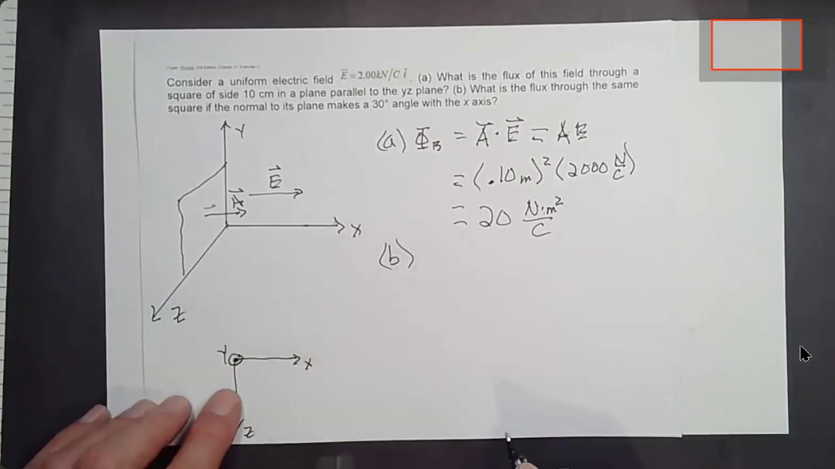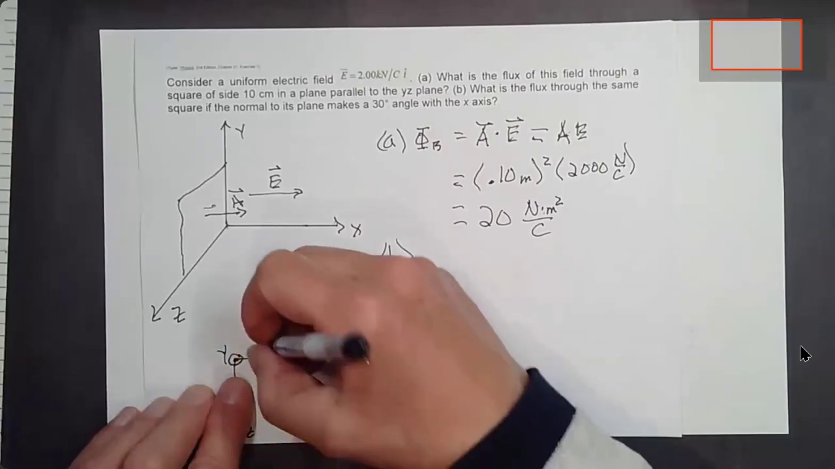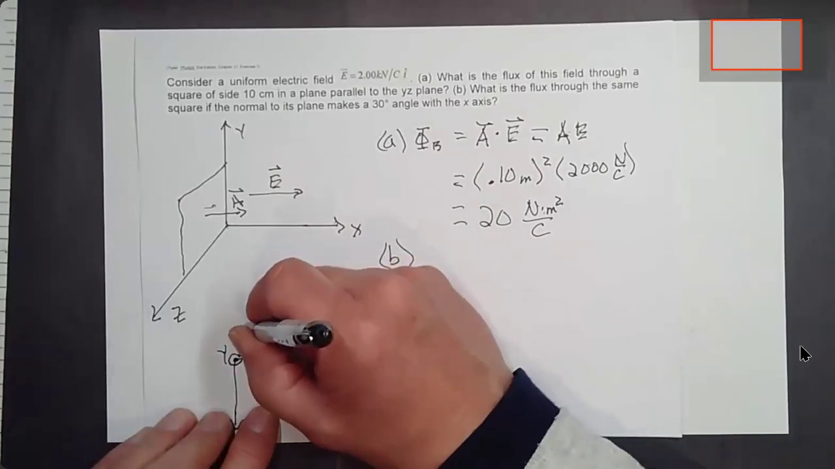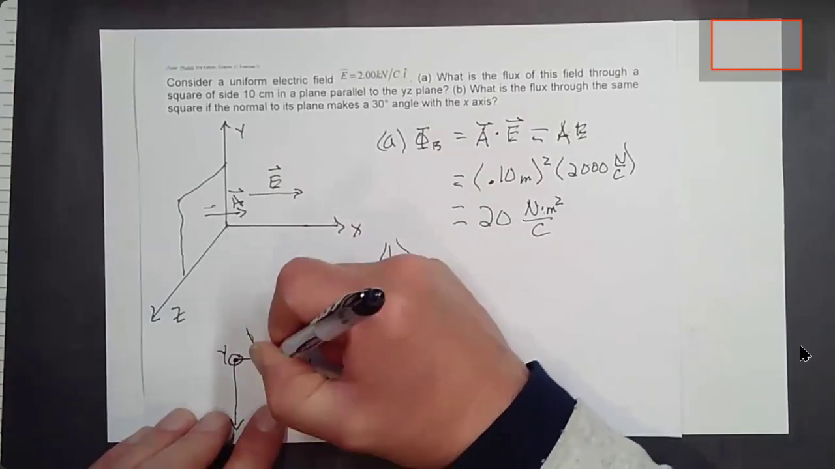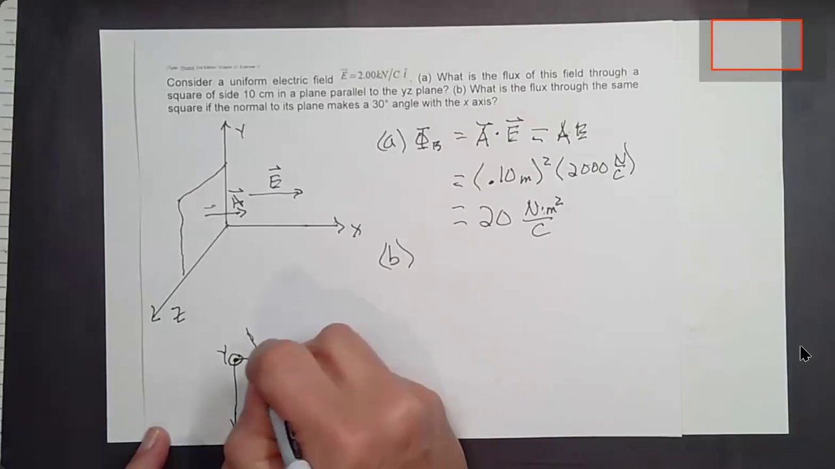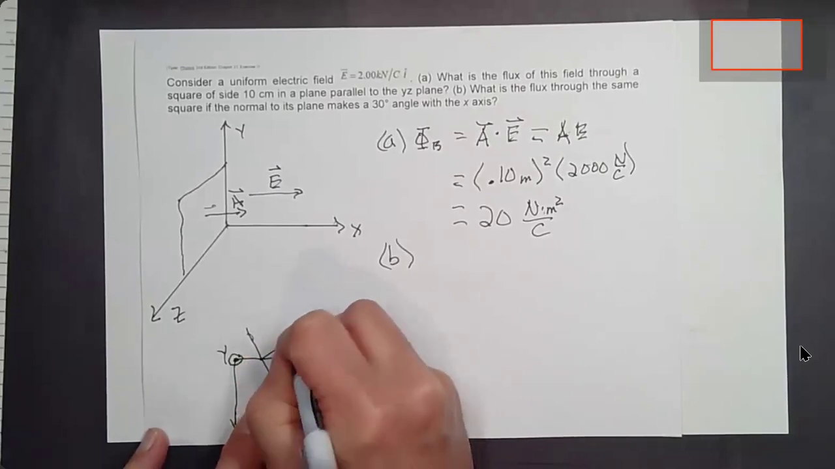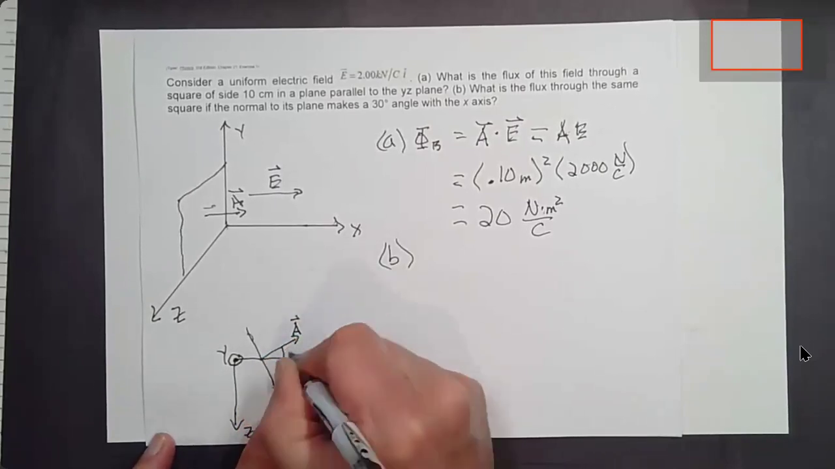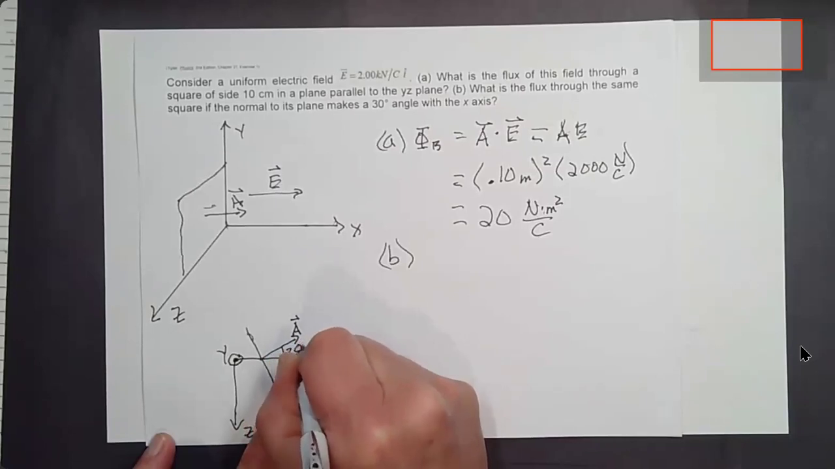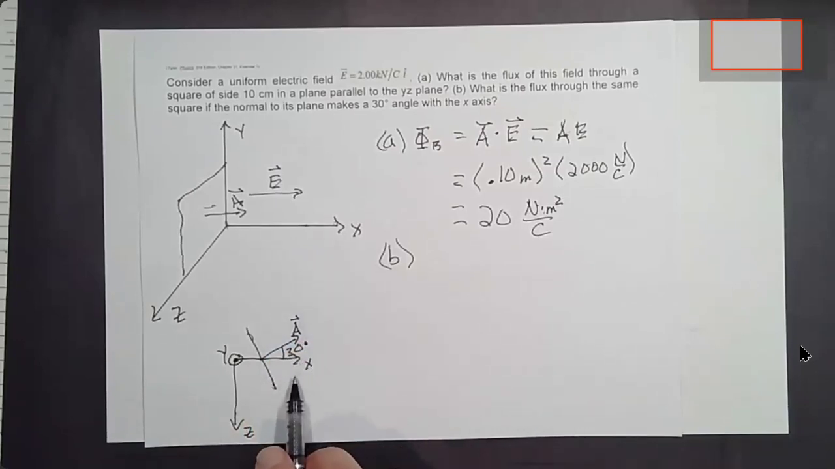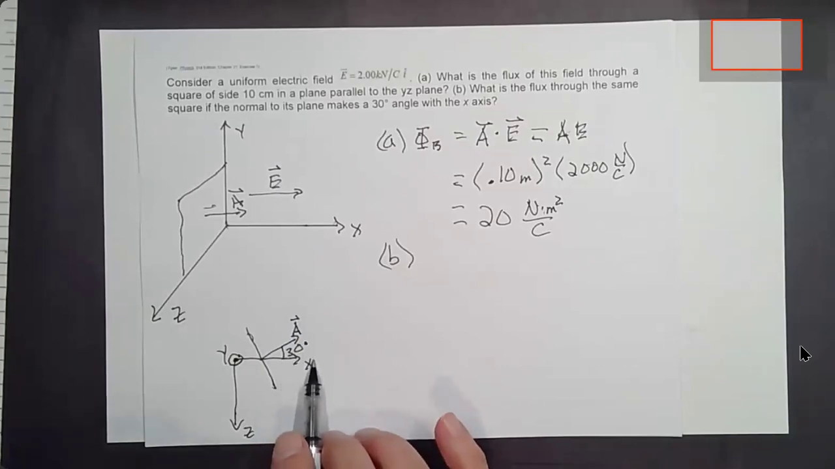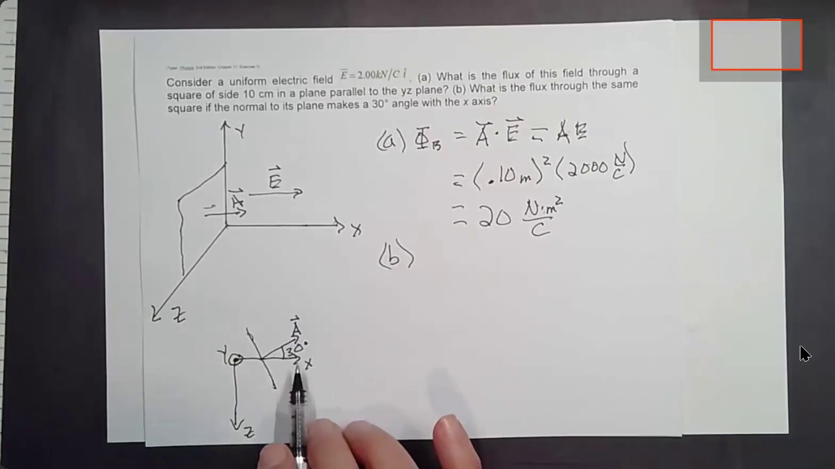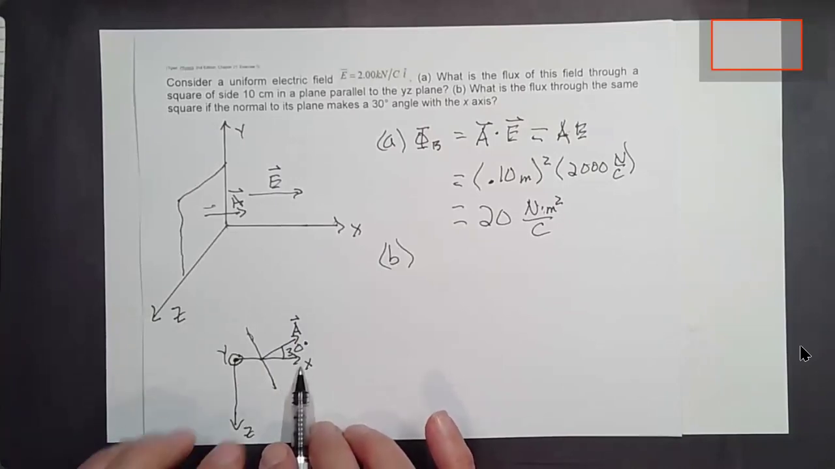So there's my y-axis. And we're orienting this plane so that its normal makes a 30-degree angle with the x-axis. So here's the plane again. Here's the normal to the plane, which is the vector A. And there's a 30-degree angle between that normal and the x-axis. Well, I can almost, no, I can't, because it's the cosine of 30 that matters. If it was the sine of 30, I could do it in my head, but I can't.